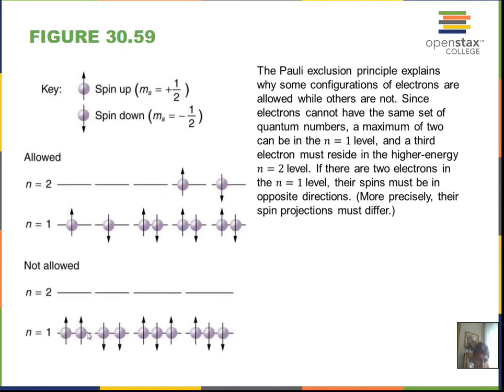Not allowed would be taking that third electron and putting it in the n equals 1 level with the other two. As this would be for all three of these, n is 1, L is 0, m sub L is 0. I can't have plus a half, minus a half, and plus a half. These two outer ones have the same quantum numbers, not allowed. Or the two over here, both minus a half for the spin quantum number, not allowed.